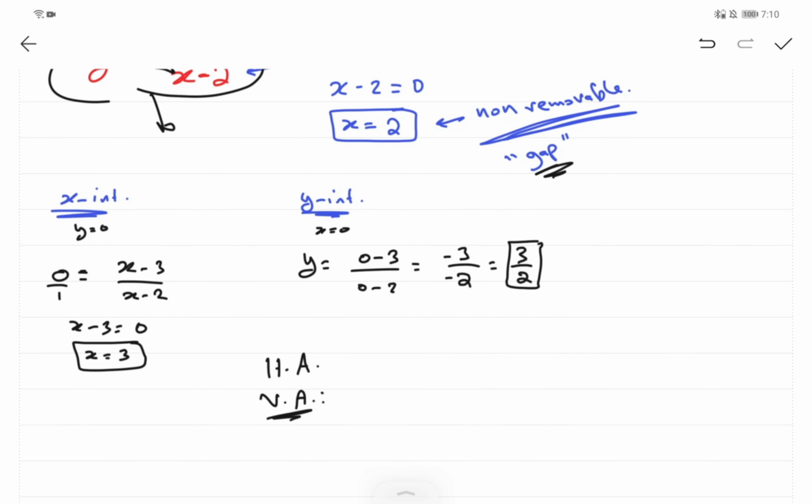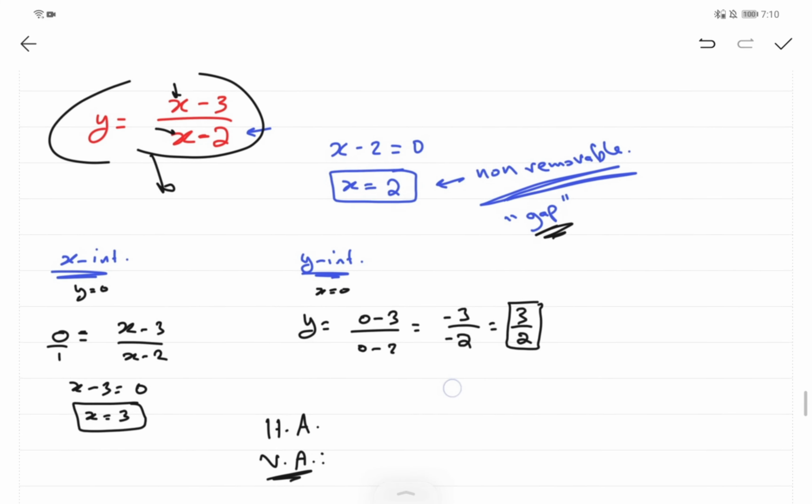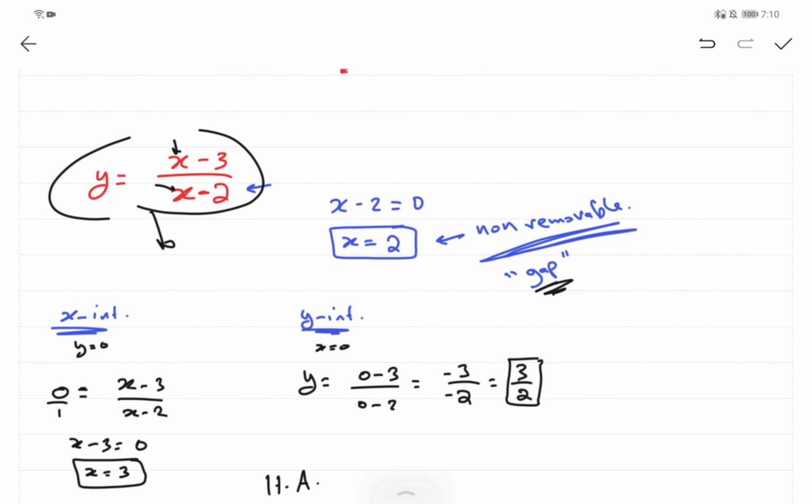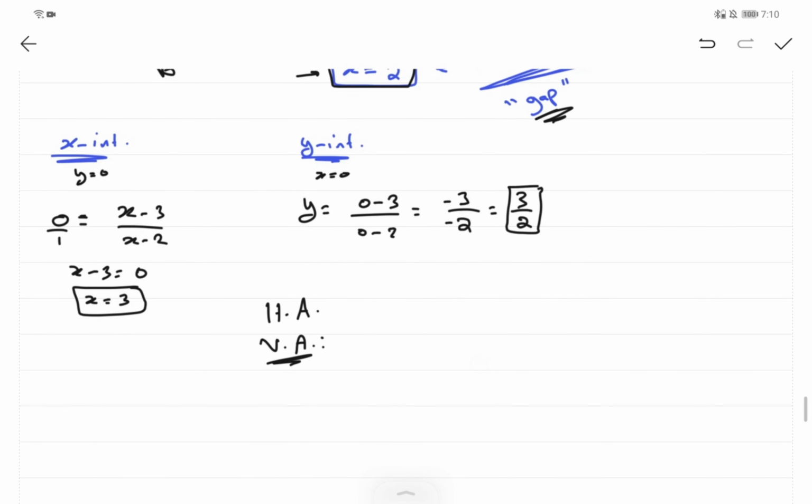Now to find the vertical asymptote, we need to just take the point of discontinuity. Now we have here one point of discontinuity, which is x equals positive 2, which is the denominator. So simply the vertical asymptote is going to be x equals positive 2. This is the vertical asymptote. Now we need to find the horizontal asymptote.